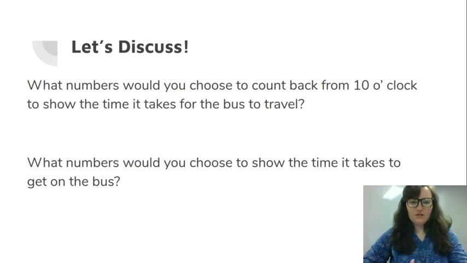All right, so now let's discuss. What numbers would you choose to count back from 10 o'clock to show the time it takes for the bus to travel? Well, I already talked about it, and it was 5 minutes. What numbers would you choose to show the time it takes to get on the bus? Well, same thing, count by fives and then by ones.